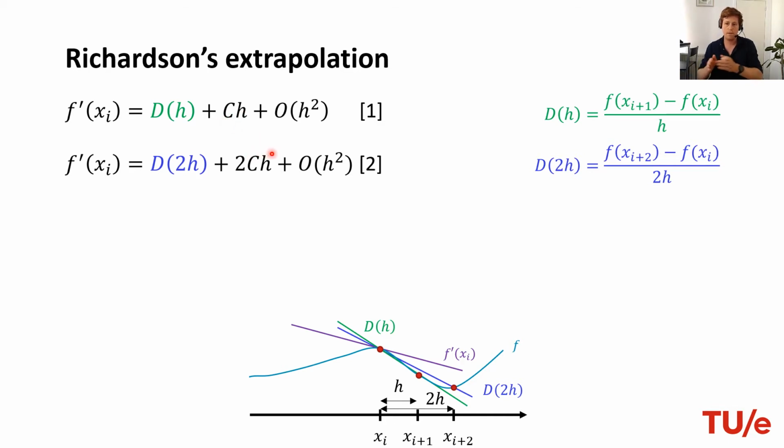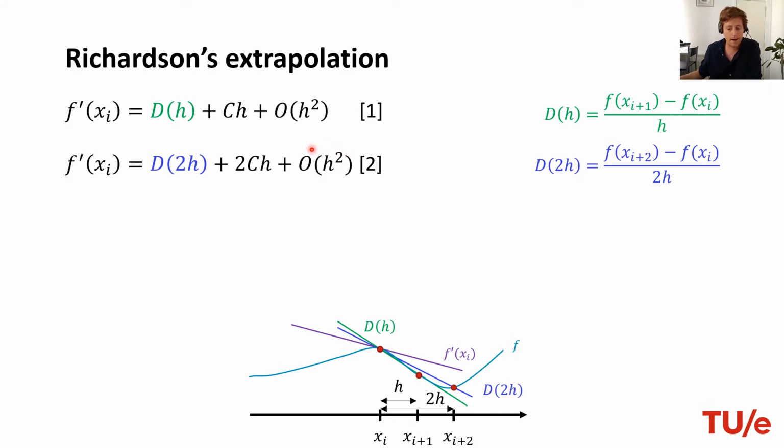We have doubled the spacing, so also this leading order term is doubled. The term of order h squared is still of order h squared. It will be a bit bigger, but it's still of order h squared, and we make abstraction of how big it is exactly. It's of order h squared.